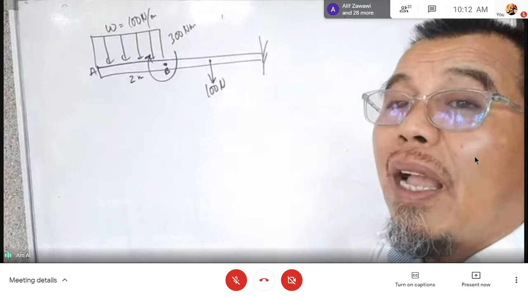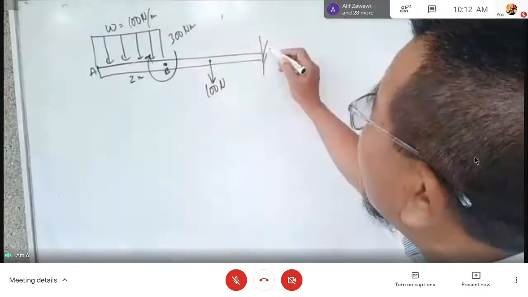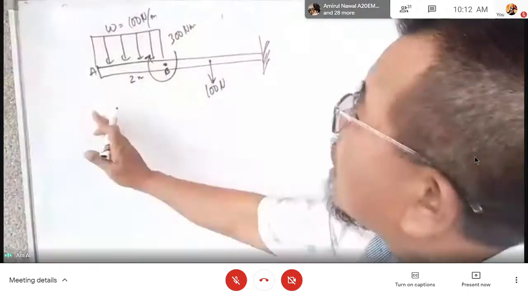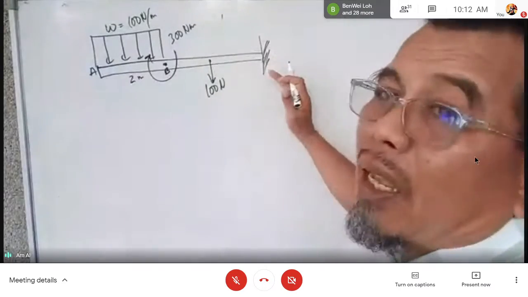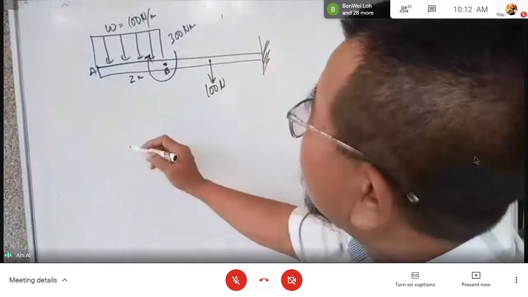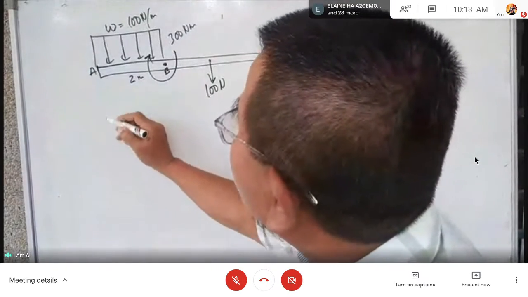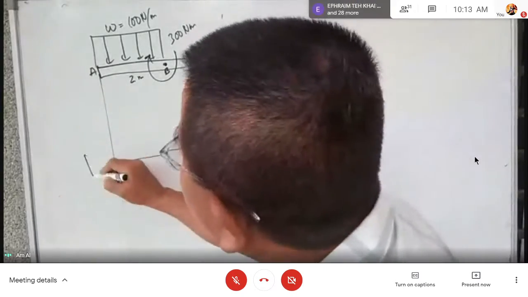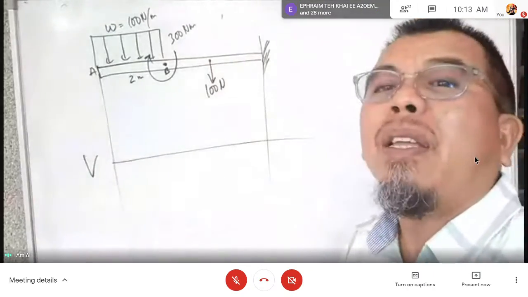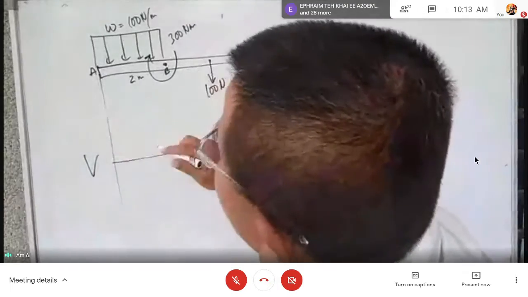Okay, are you with me, guys? So I don't have to find the reaction because I want to start from the left. If I want to find the reaction, it's okay. No problem. So what do I do here? I want to plot the graph of V. There's a V there. I want to plot the graph V there. So what do I do here?